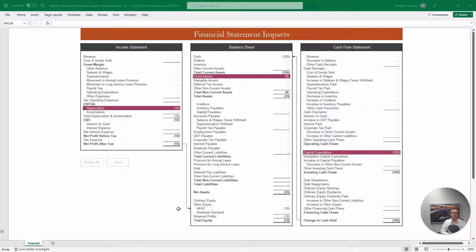Finally, the increase in our fixed assets is an increase in the non-current assets section of our balance sheet, increasing our non-current assets and netting out against our change in cash to have a decrease in our total assets overall. This decrease in total assets and decrease in net assets balances with our decrease in total equity to ensure that our balance sheet balances at all times.